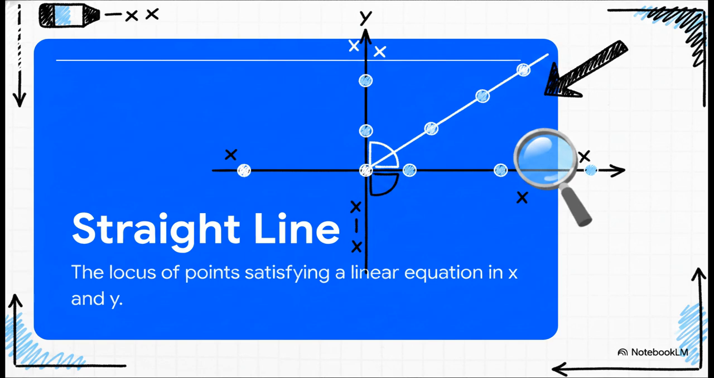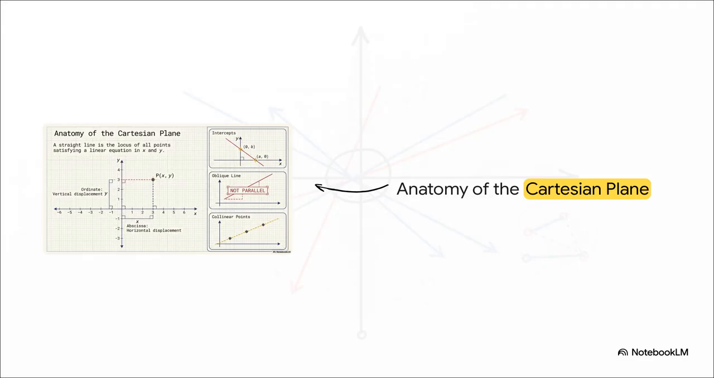A straight line isn't just a random ruler mark on a piece of paper. Mathematically speaking, it is the locus, or the continuous path, of all points that satisfy a linear equation in x and y. Think of it as a strict set of rules. A line is simply a collection of points that obediently follow an algebraic law. Basically, if a point doesn't fit the equation, it doesn't get to be on the line. No exceptions. And this brilliantly illustrates how that works in practice.